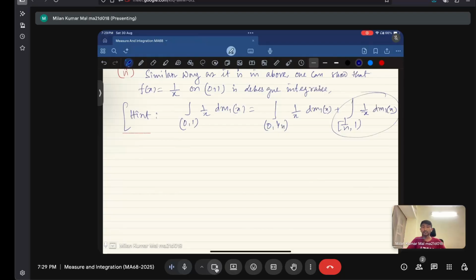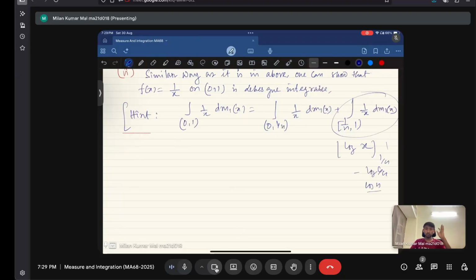This function remains integrable. Therefore, as it remains integrable, this will be equal to, then what will it be? That will be log of mod x. This is x because x is on 1 by n to 1. So log 1 is 0 minus log of 1 by n. That means log of n.